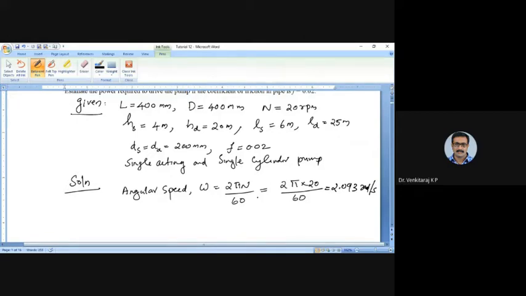So omega is 2 pi N by 60 radian per second. Then the crank radius R is equal to half of the stroke length. So it is 400 by 2, which will be equal to 200 mm. So R equal to 0.2 meter.